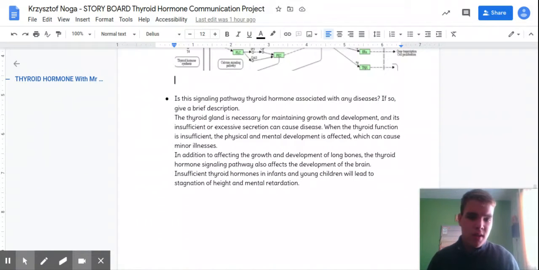Insufficient thyroid hormones in infants and young children will lead to stagnation of height and mental well-being.